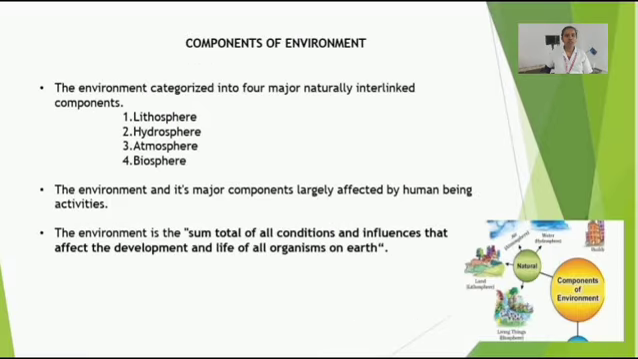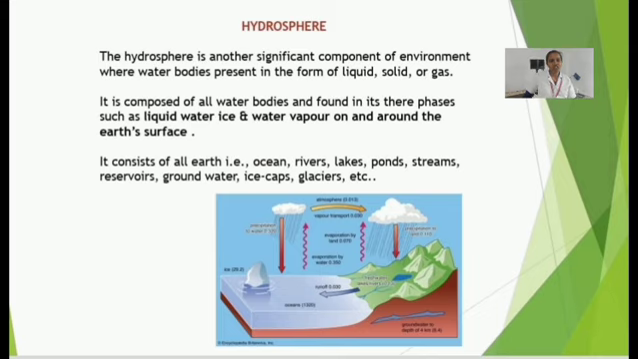Environment is made up of four naturally connected components: lithosphere, hydrosphere, atmosphere, biosphere. Lithosphere means the land part. Hydrosphere means water part. Atmosphere means air part. Biosphere means living things that exist. First we have to see the hydrosphere.